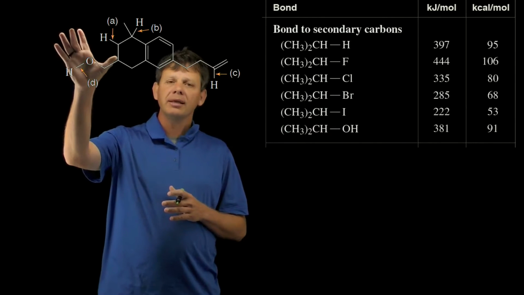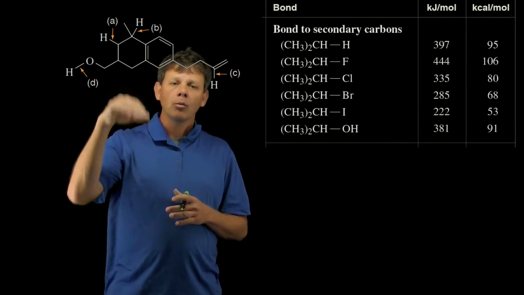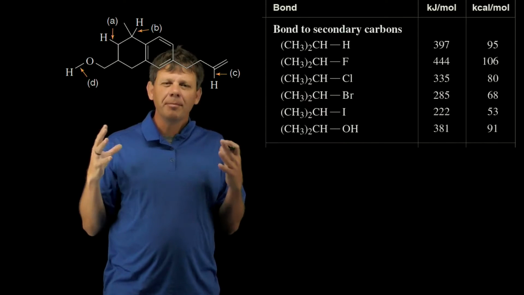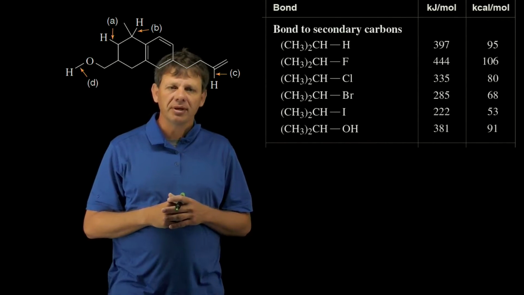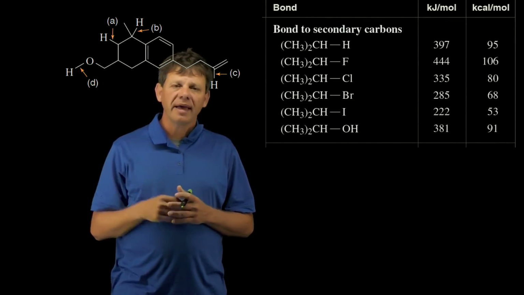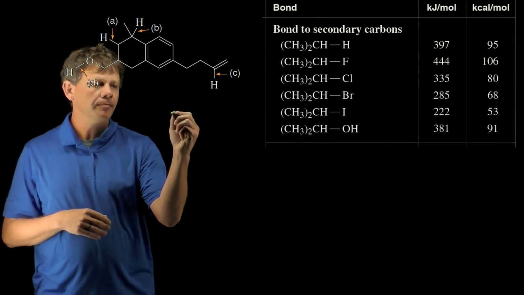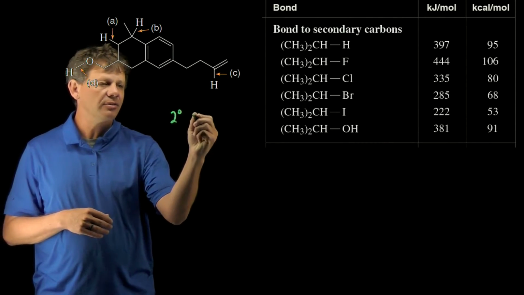And so for the bond here that is indicated as A, what we have to look for is what's the best bond in the bond dissociation energy table. You'll note that that carbon is a secondary carbon, so we're looking at a secondary CH bond.